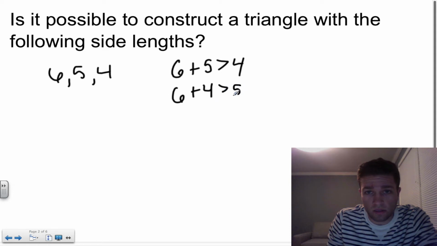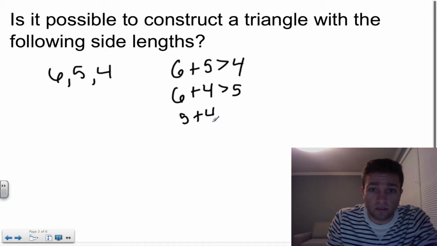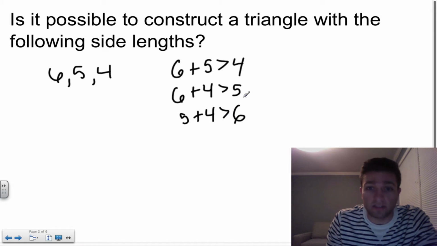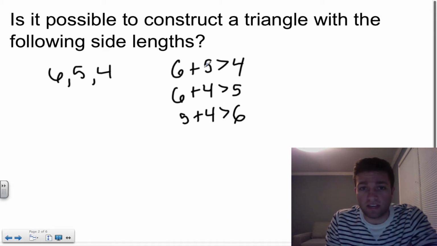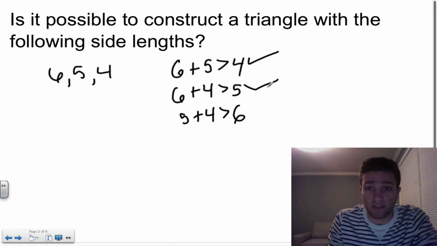So if you know how to add and tell if something's greater than or less than, you can find out if something is a triangle or not. Pretty easy. 6 plus 5 is 11. 11 is greater than 4, therefore that works. 6 plus 4 is 10, greater than 5, that works. 5 plus 4 is 9, which is greater than 6, that works.